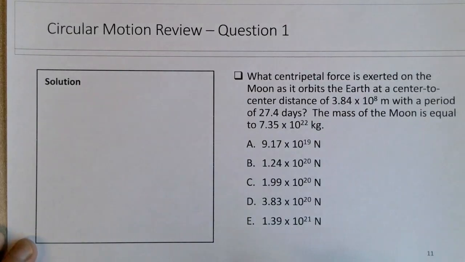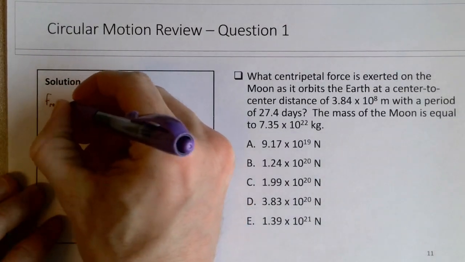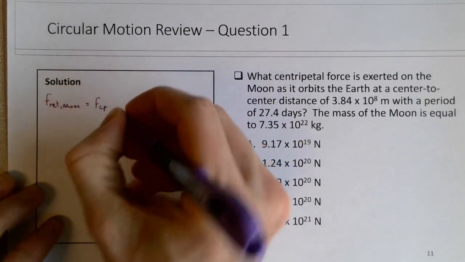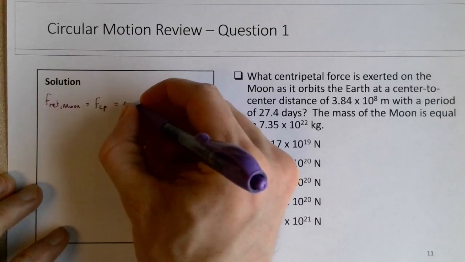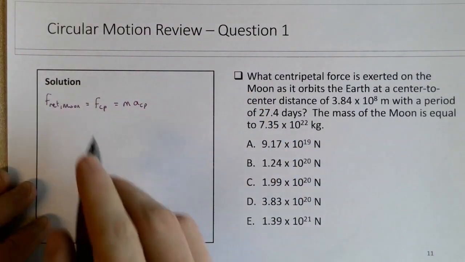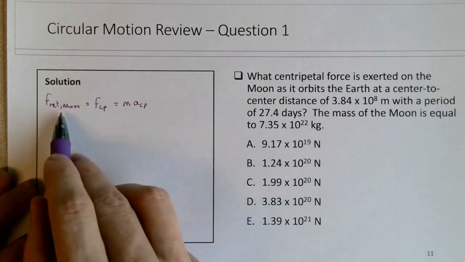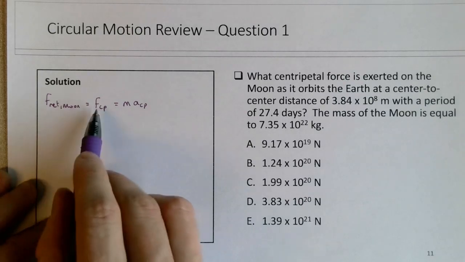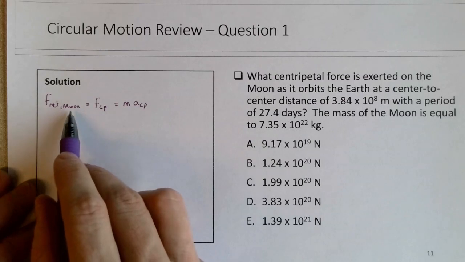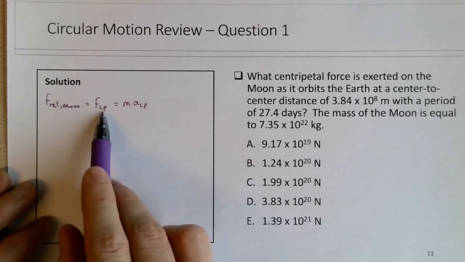So if we're thinking about the F net on the Moon, it will be equal to its F centripetal, and in this case will be equal to mass times A centripetal. And that's what we're trying to basically figure out, this centripetal force. It is the net force on the Moon, and that's what we're going to consider it as. We're not going to consider any other gravitational forces on the Moon, just the one by the Earth. And we're going to try to figure out what is the value of this FCP.